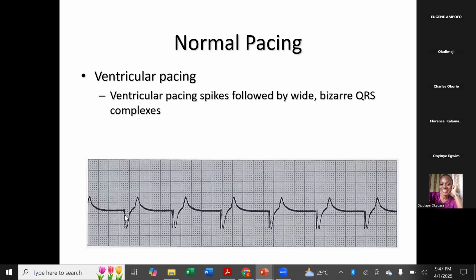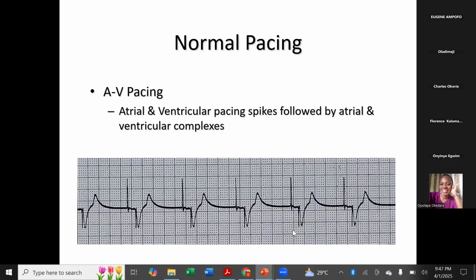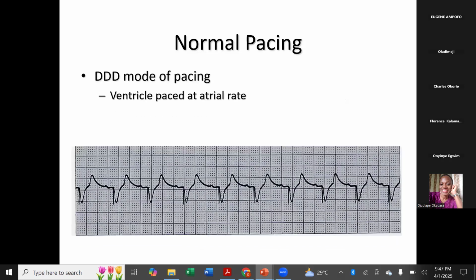Now here, we are not seeing any pacing in front of the atrium. We're only seeing pacing in front of the ventricle, so this is ventricular mode, VVI mode. Here you are seeing pacing in front of the P wave and the QRS. So that's dual chamber, right? In this one, in front of the P wave and in front of the QRS, so that's a dual chamber pacemaker. Even this, you see this tiny spike here, so it's still a dual chamber pacemaker.